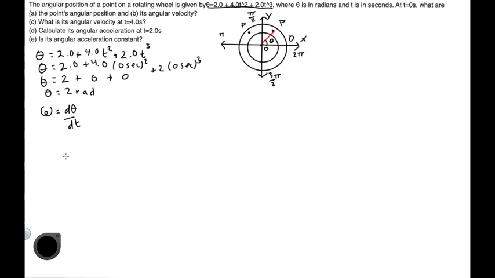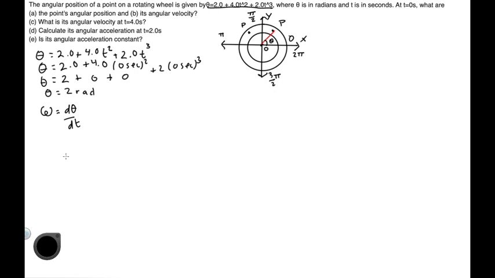So this is going to be the derivative of its angular position, right? The instantaneous rate of change of its position with respect to time. So taking the derivative of our angular position formula will give us its instantaneous angular velocity.